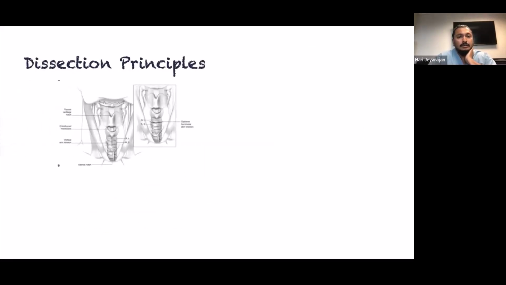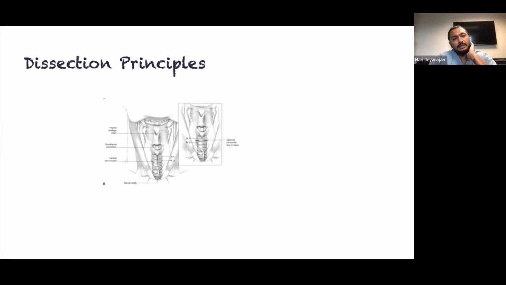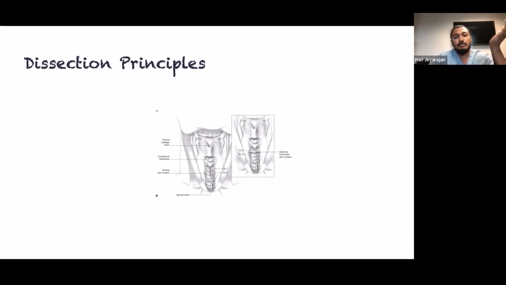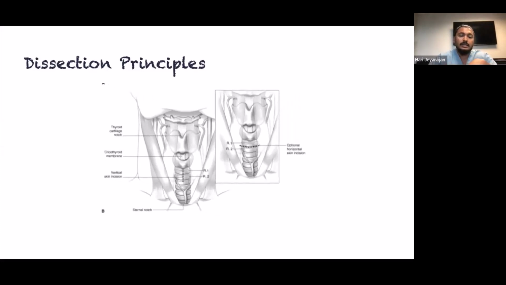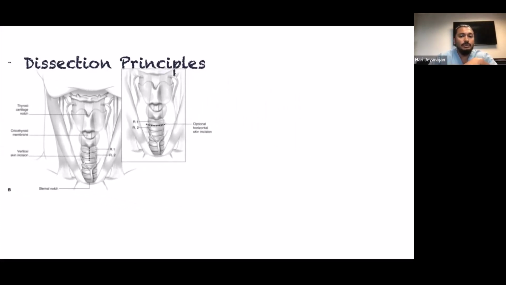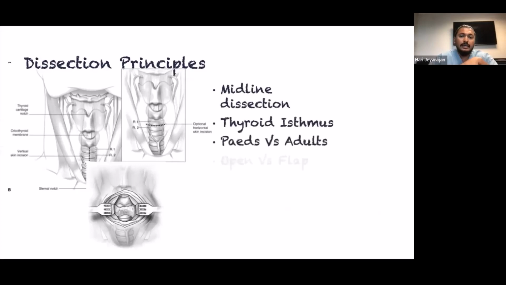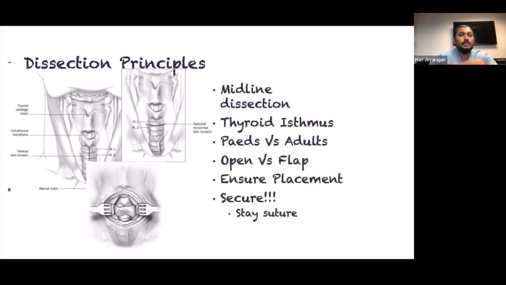Now, basic principles of dissection. In general, most of us perform tracheostomy tubes in a very similar way. There are a few differences. In general, the principles are that of a midline dissection. So you identify your landmarks, your cricoid, your thyroid notch, your sternal notch, and you stay in the midline.